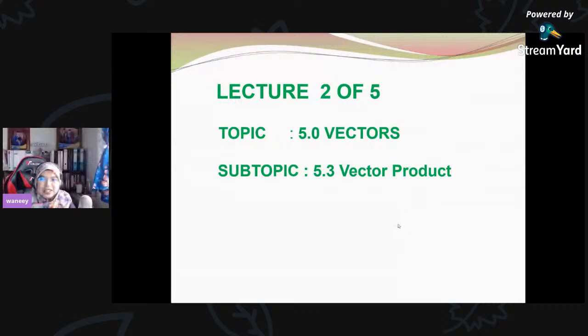Okay, so today we are going to learn the vector product, which is also known as the cross product. So last time we have learned about the scalar product or the dot product. So scalar is the dot product, and then this one is the cross product, or sometimes we call them the vector product.